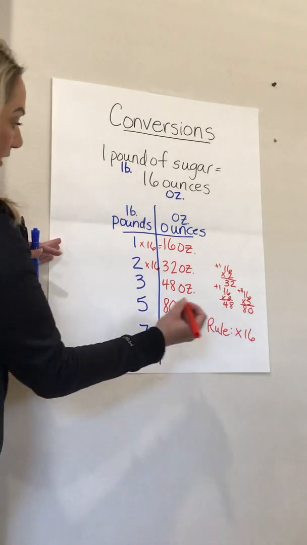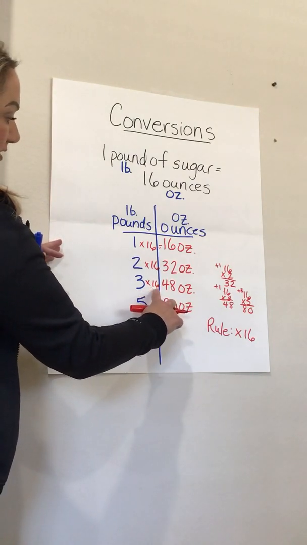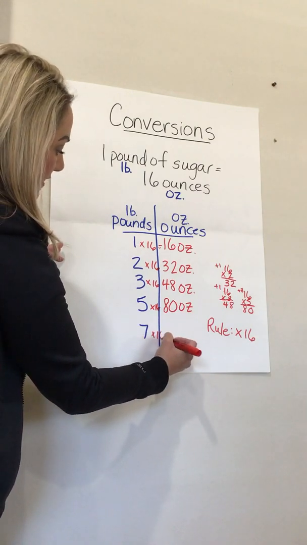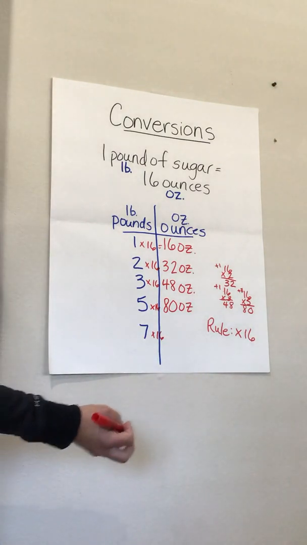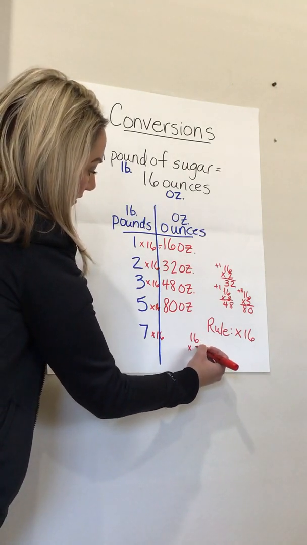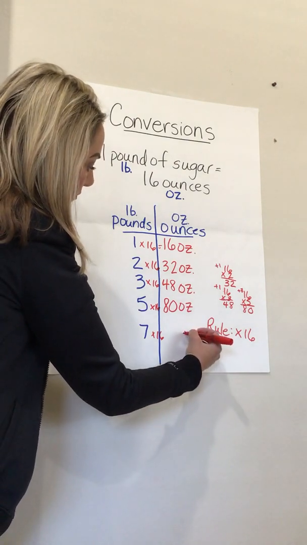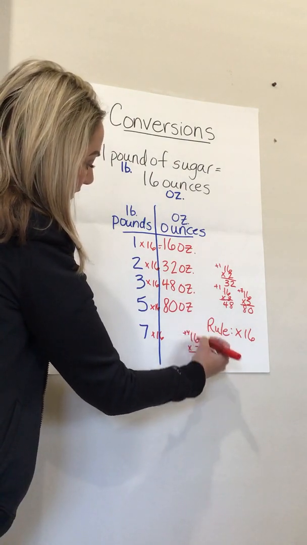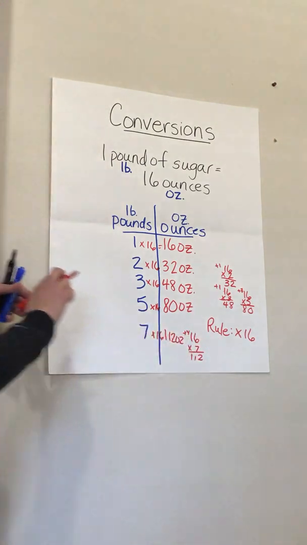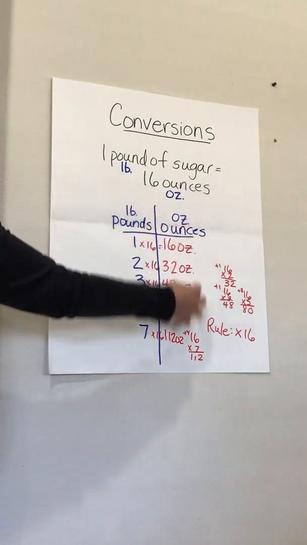And then again, this was 3 pounds, 3 groups of 16, 5 groups of 16 ounces, 7 groups of 16. Remember, whatever the rule is on an in and out box, we're going to make sure that that is the same throughout. So we would have 16 times 7. 6 times 7 is 42. 7, 8, 9, 10, 11. That would be 112 ounces. So that would be our in and out box if we were going from pounds to ounces.